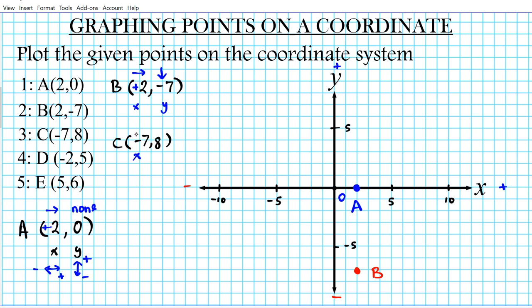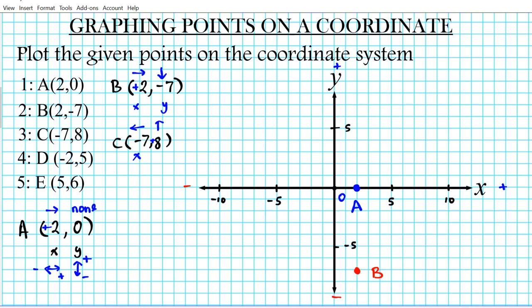So we're going to go 7 units from the origin to the left. Okay, so after we go 7 units to the left, our y coordinate value is the second number. That doesn't have any sign, so the default sign is positive. So that indicates that we're going to go up 8 units. That will take us to the location of point C.